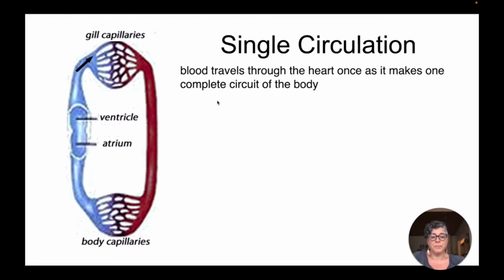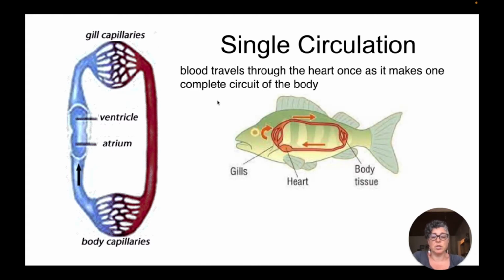of the body. So we can see in a fish that the blood is going to flow through the capillaries in the gills, gaining oxygen, is going to then flow to the body capillaries where the oxygen will be given to the body tissue and carbon dioxide will enter the blood, and then that blood will flow into the heart where it will be pumped into the gills.